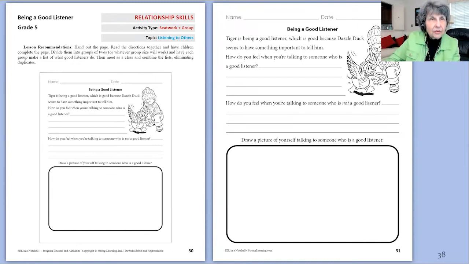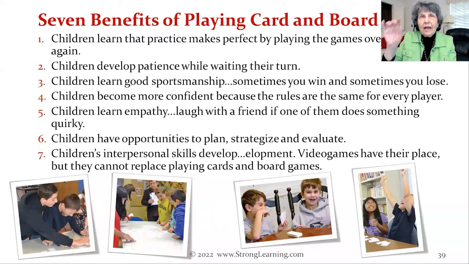Okay, good, being a good listener. Now we go back to listening again, like on a fifth grade level, what it is being a good listener. Okay, this is Tiger being a good listener because he's listening to someone else's problem. It's not, see, we began with them just sitting and listening to someone telling a story. Now it's actually listening to someone else. Okay, games. If you remember our list of benefits, games.